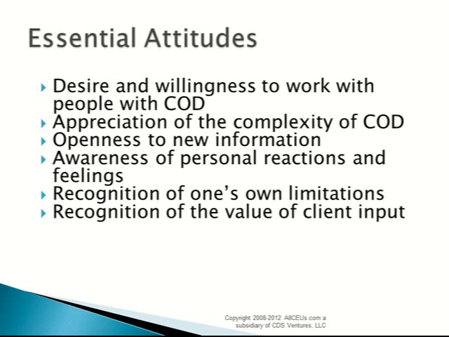There are certain essential attitudes in order to deal with people with co-occurring disorders. Number one is a willingness to work with them. Well, go figure. An appreciation of the complexity of co-occurring disorders. 1 plus 1 is not 2 when working with co-occurring disorders. 1 plus 1 is more like 6. Because the mental health and the substance abuse interact, they're often supported by other problems such as PTSD or homelessness or whatever. So you need to remember that people are multidimensional and these problems interact.